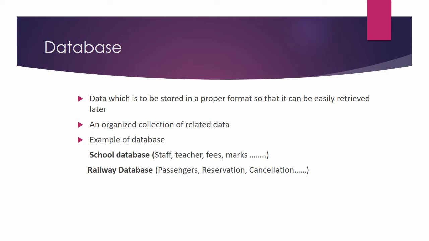Some examples of database are the school database. A school database can contain staff details, teacher details, fees details, marks details, etc. Another type of database is a railway database, which will store railway related data like passenger details, reservation details, cancellation details, and many more related details. Similarly, other types of databases can be created as per the requirements.